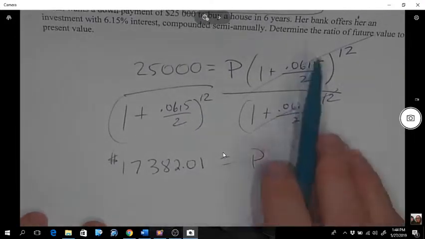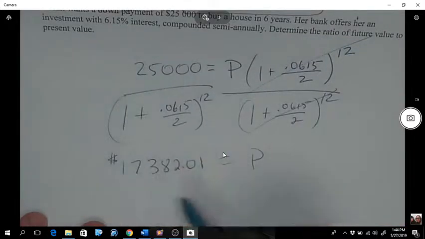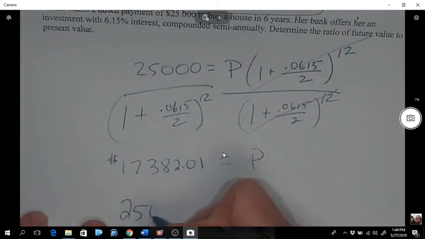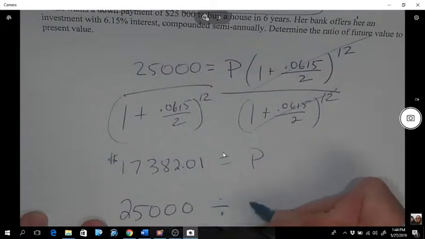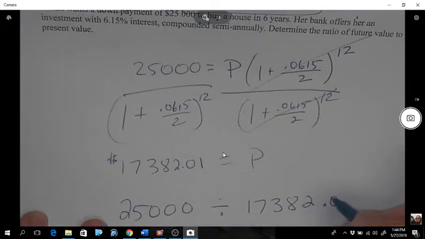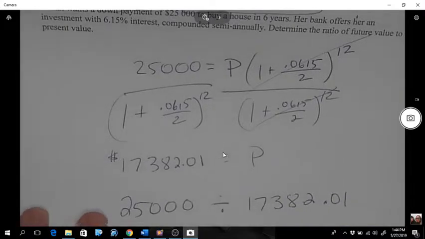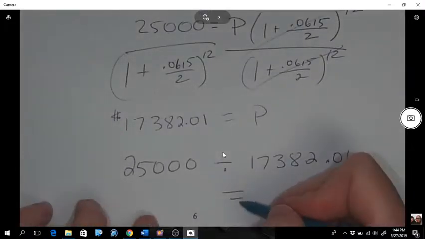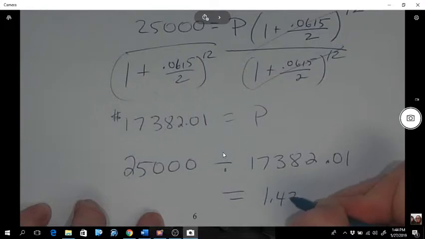Okay, and determine the ratio of future value to present. So to get the ratio of future to principal, to present value, we'll have to divide. And we get 1.438.